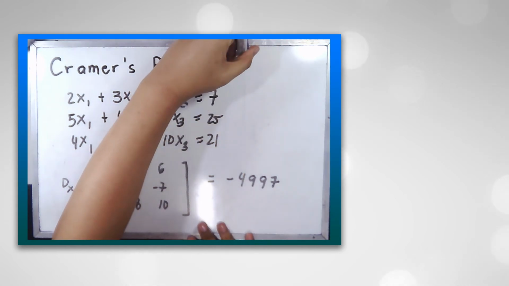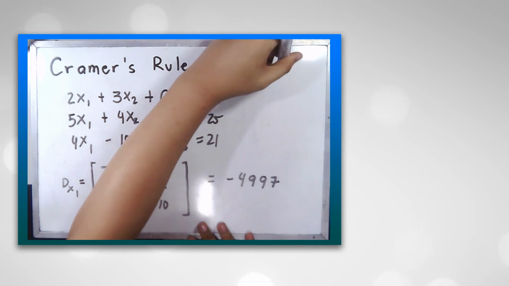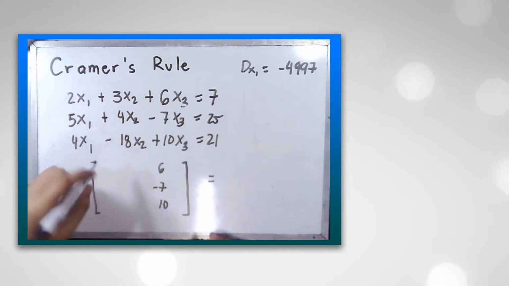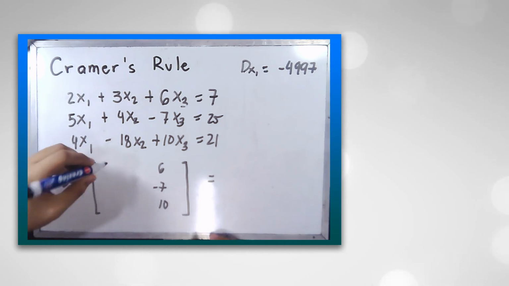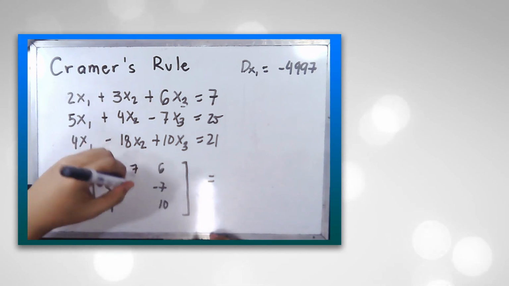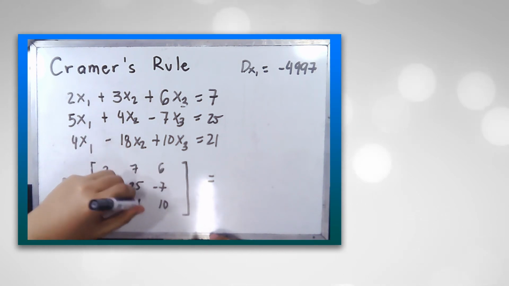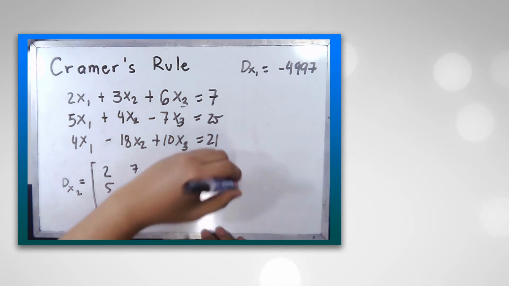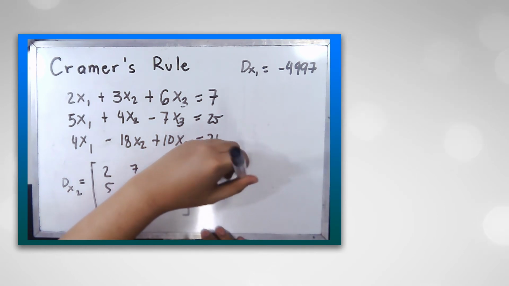D of x sub 2 is equal to, for the x sub 2, this will be x sub 1, then constant, then x sub 3: 2, 5, 4, 7, 25, 21. If we compute this matrix, we will be arriving at an answer of 278.